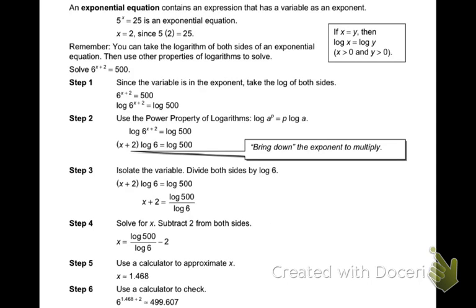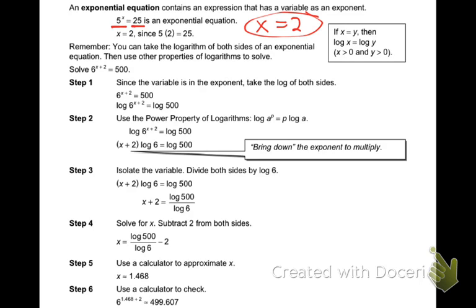An exponential equation contains an expression that has a variable as an exponent. For example, if you look right here, 5 to the x power equals 25. What's nice about this one is that when it's a number like this, we know 5 to what power is 25? x has to equal 2.